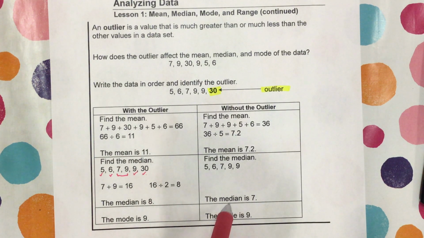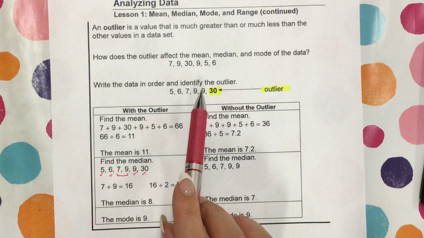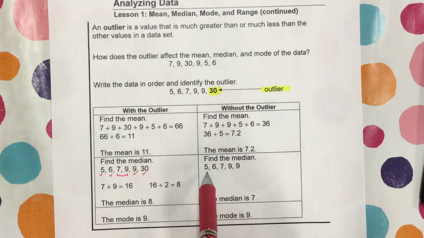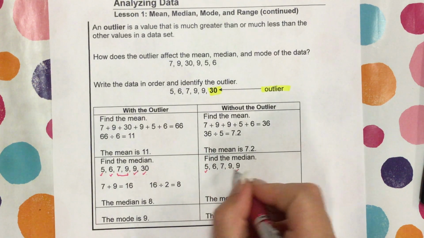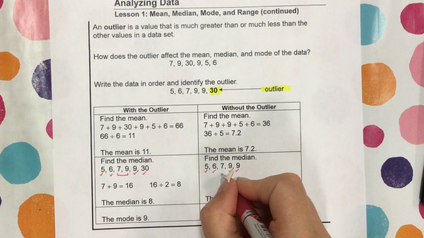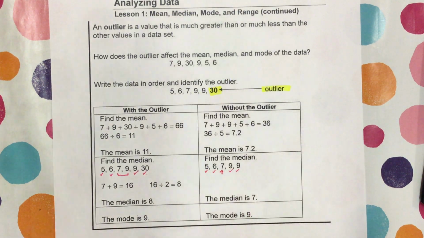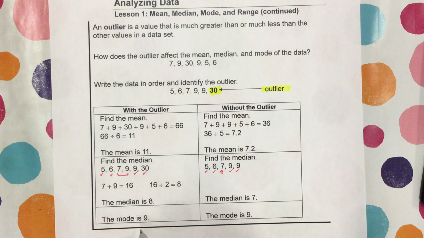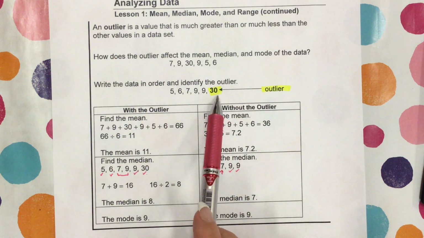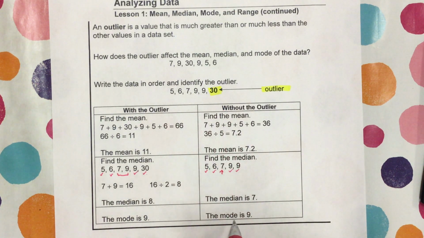Okay. But if we take the outlier away, and we only have 5, we put them in order: 5, 6, 7, 9, 9. And we take one away from each side, and 7 is the median without the outlier. Now let's talk about the mode. When we have the outlier in the mix, the mode is 9, and without the outlier, the mode is still 9. So let's go ahead and answer these questions.